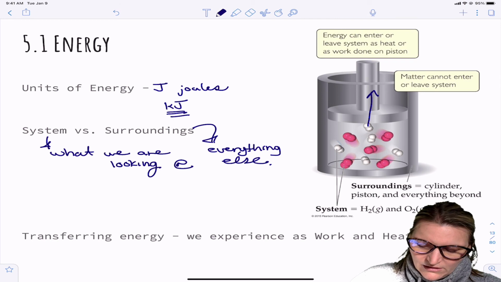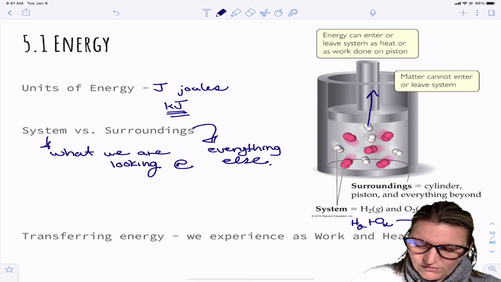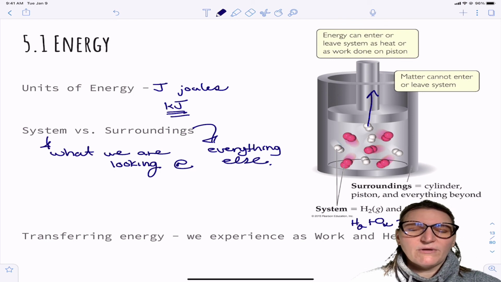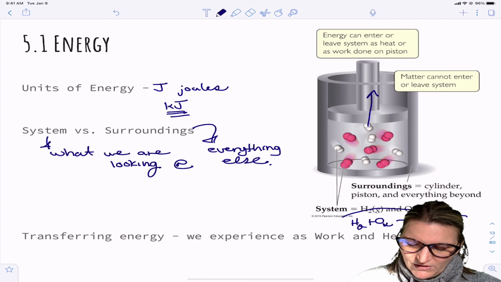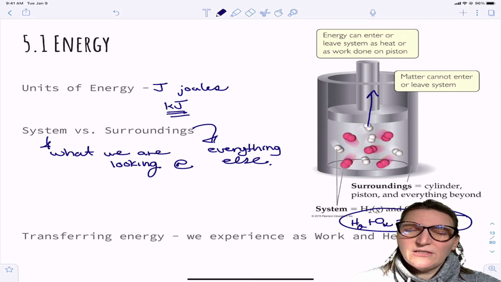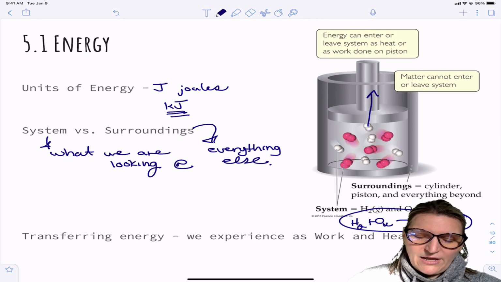In this scenario, H2 plus O2 will combine to form H2O. That's not a balanced chemical equation. That's just the combustion reaction. But so this would be the system. And this is an explosion. So this would lose heat and lose energy.